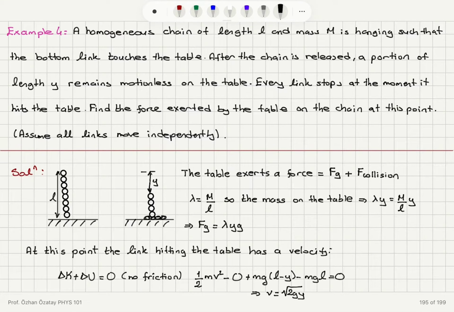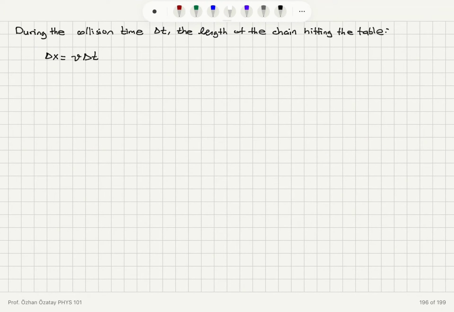Now, if you notice, I actually considered this link, which has fallen a distance y, to calculate the change in potential energy, but it's going to be the same change in potential energy for all links, right? Because they're all falling a distance y to hit the table, the last link that is hitting the table also has a change in its potential energy of mgy, which is basically accounted for by the change in its kinetic energy, 1/2 mv squared.